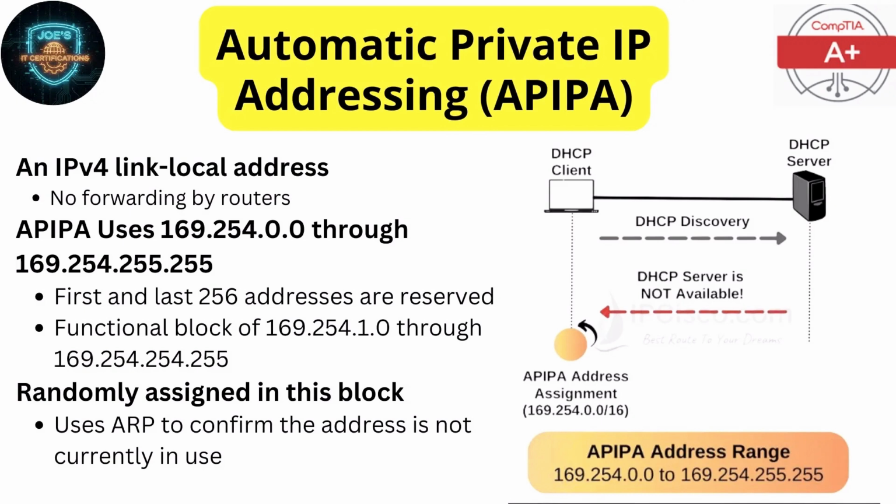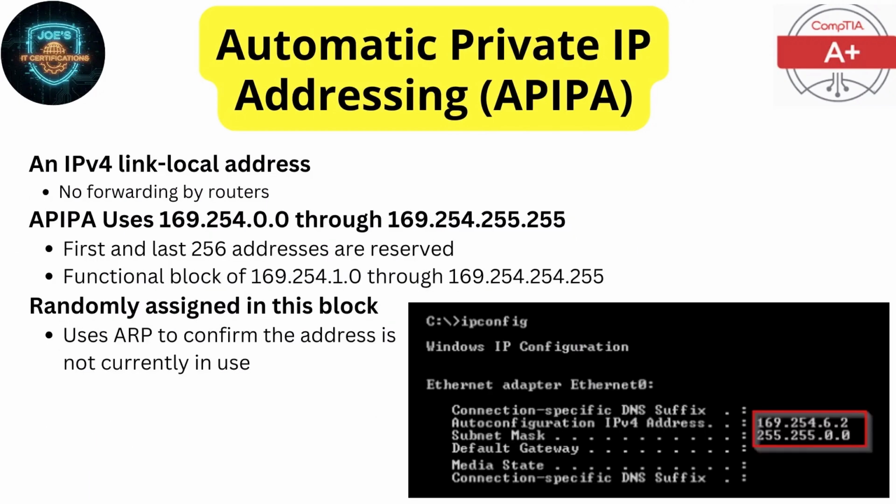This means you might not have internet connectivity because you're not able to route outside of your local subnet with an APIPA address, but you are able to communicate with other devices on your local subnet so that you can do some basic network troubleshooting and determine why you're not able to communicate with the DHCP server.